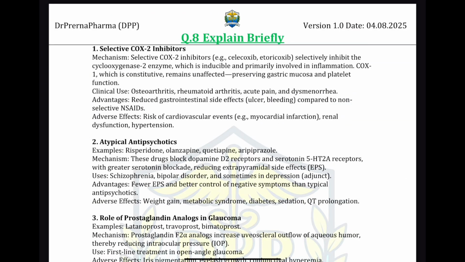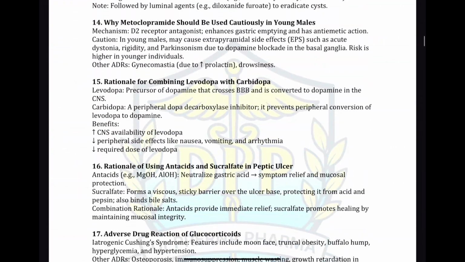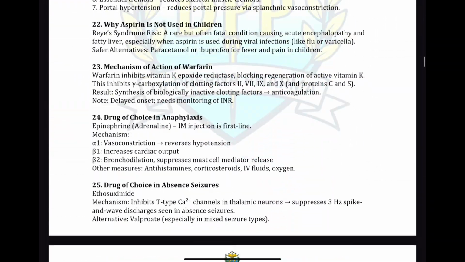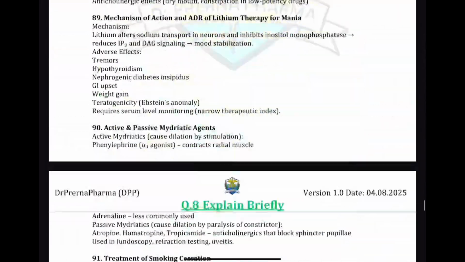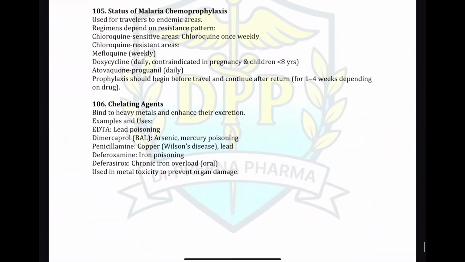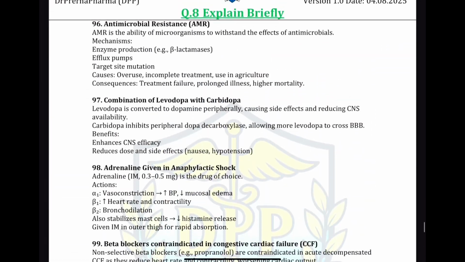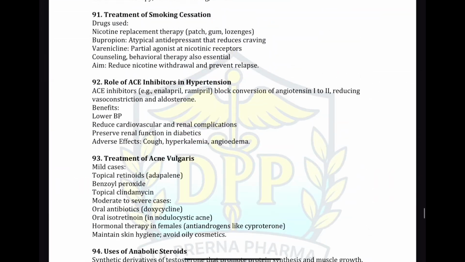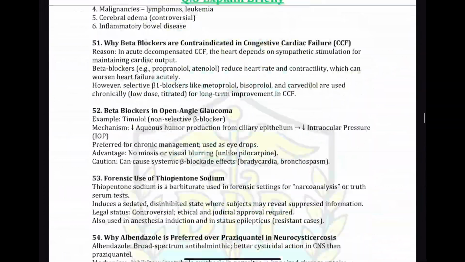And question number 8 is again explain briefly. So here again it's a compilation of questions from past year papers, and there are around 100 and how many are there? Let me see. There's a compilation of 106 questions in total. Brief explanation about them. So you can go through this and download the PDF and then study it for your revision.